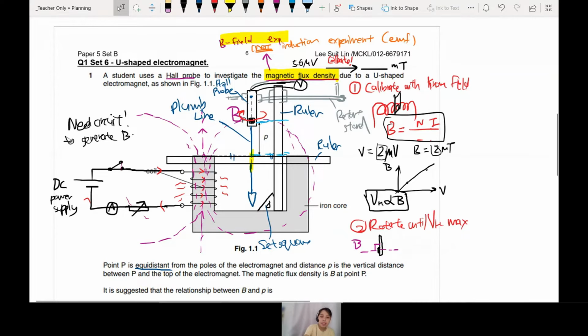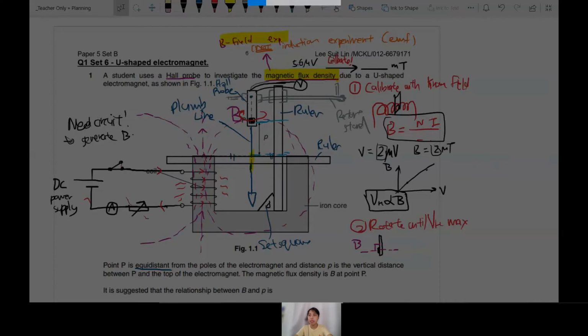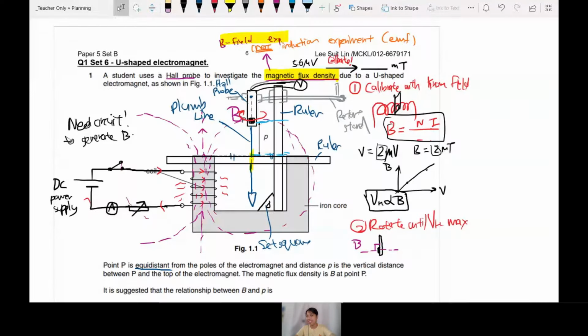Let's go and see. I don't know if this already exists in Paper 5, but I'm going to create my own experiment using this exact same diagram, and you will see how these two concepts are related but not the same. I just need a diagram. So if you replace the Hall probe with a coil, then it has become an induction experiment.